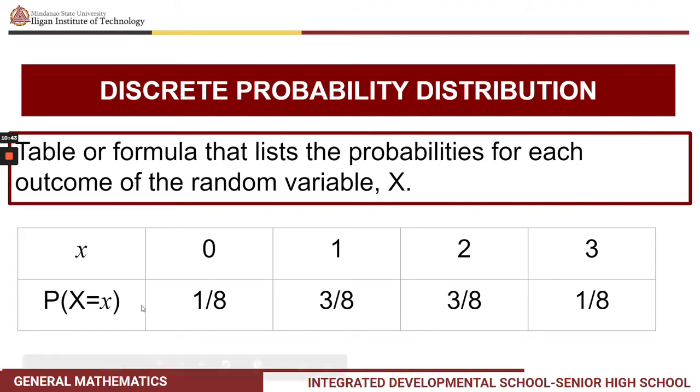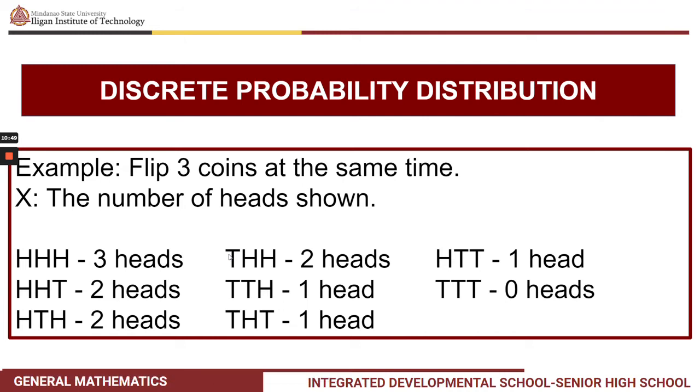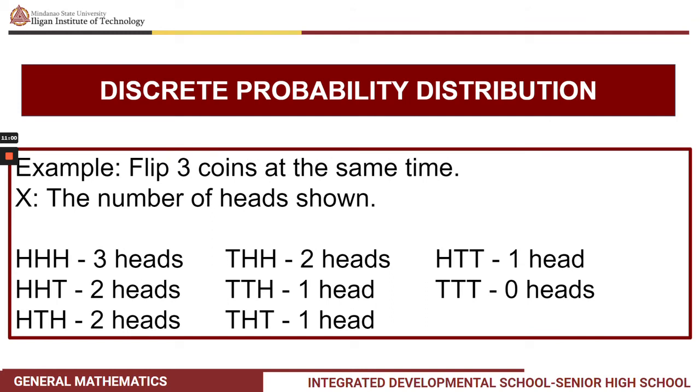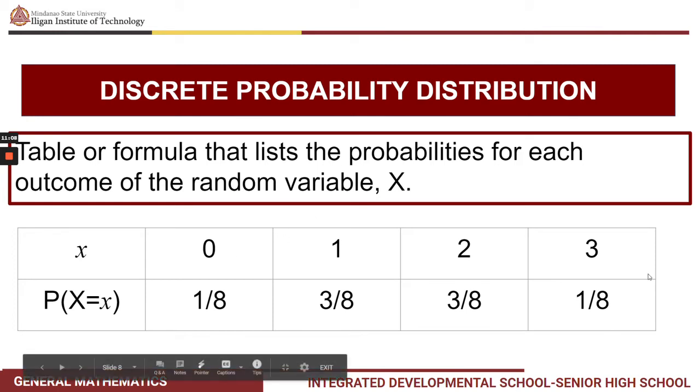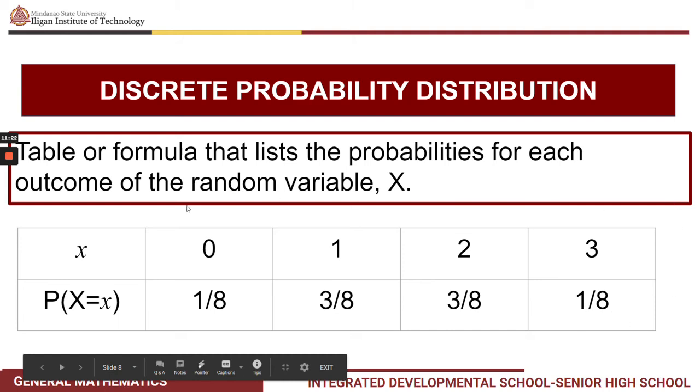Let's follow this. As we saw earlier, 0 heads has only one way. There is only one way to get 0 heads. So 1/8. For 1 head, there are actually 3 ways. So 3/8, and then 3/8 again, and 1/8 for 3. So this will be your probability distribution, the discrete probability distribution for the situation or probability experiment. In quizzes, expect this to be the result of a discrete probability distribution.